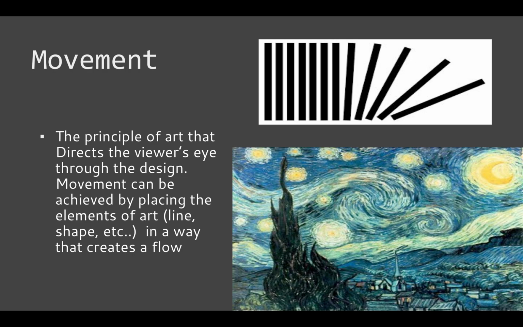In the lower picture, Van Gogh's Starry Night, there are no moving elements. However, the way these small segmented lines are arranged in swirls and patterns encourages the viewer's eye to move throughout the page. This is also considered movement.